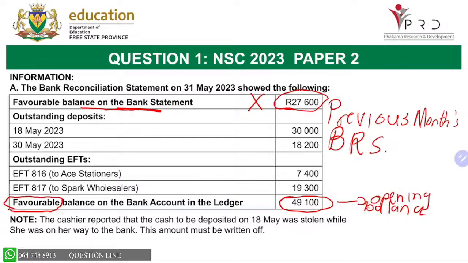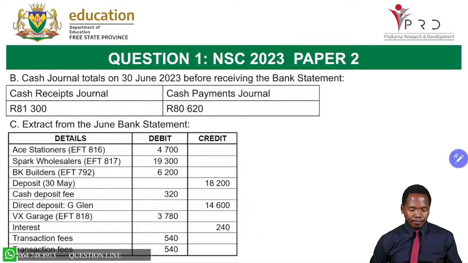Now they're saying notes. The cashier reported that the cash to be deposited on the 18th of May was stolen while she was on her way to the bank. This is a problem now. This amount must be written off. We are going to clarify everything right now. We're just reading the information so that we familiarize ourselves with this activity.